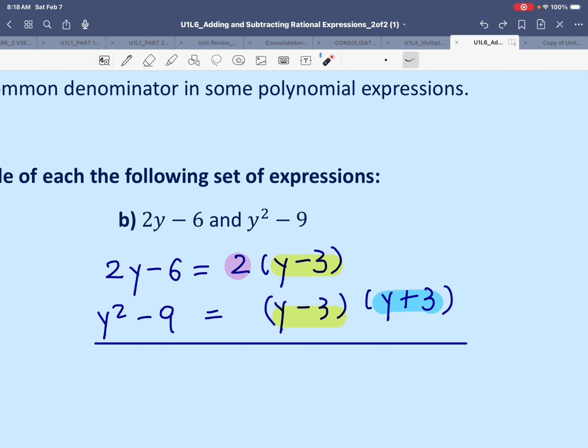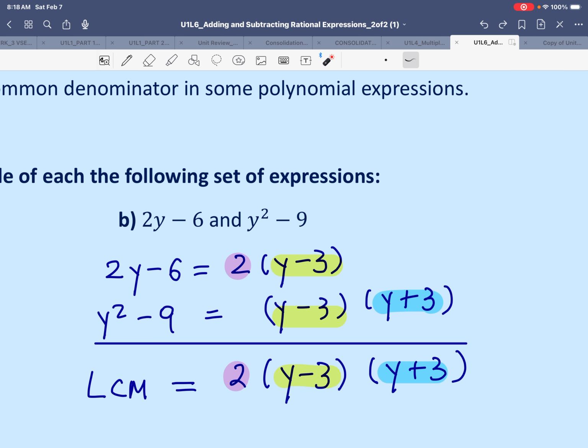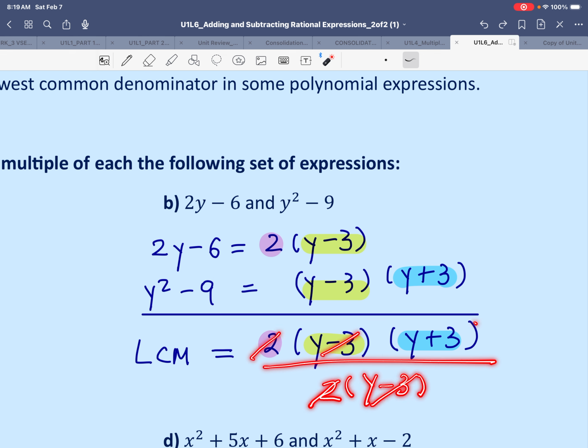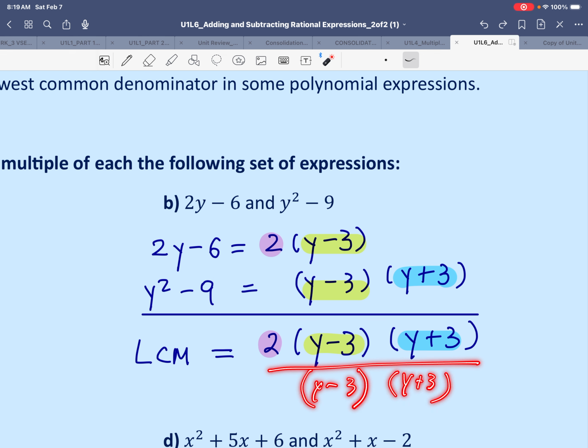Now, the lowest common multiple of these two expressions would be equal to 2 multiplied by y minus 3, and then multiplied by y plus 3. Now, 2 times y minus 3 times y plus 3 will be divisible by 2y minus 6, which is basically 2 times y minus 3. So it will divide evenly, and then you will have y plus 3. So this will allow us to simplify at the end when we need to. And y squared minus 9, which is y minus 3 and y plus 3. And that's the idea of the lowest common multiple, to divide evenly into each expression.